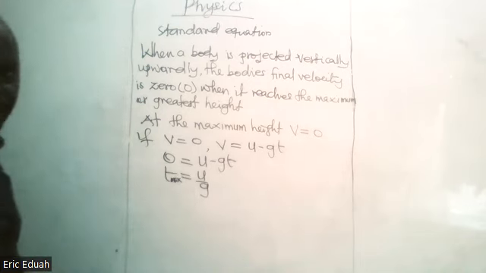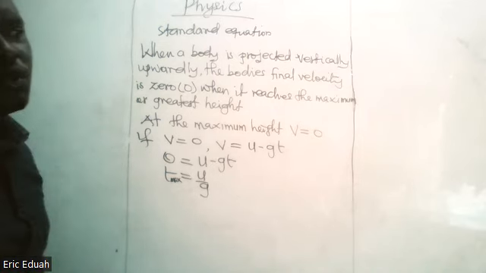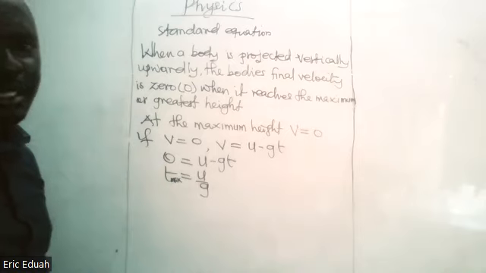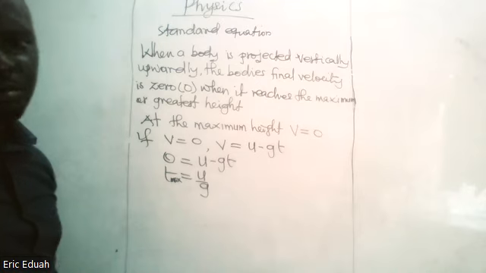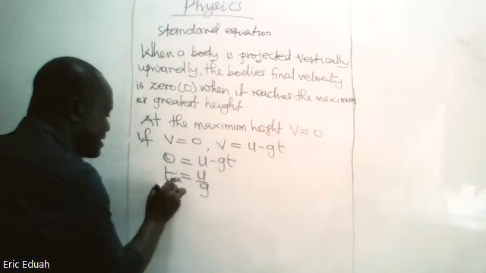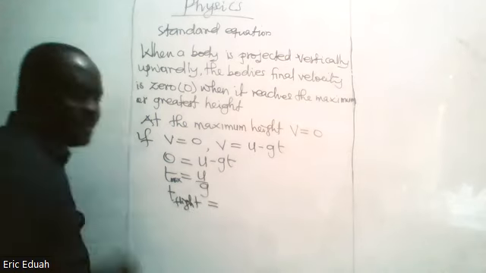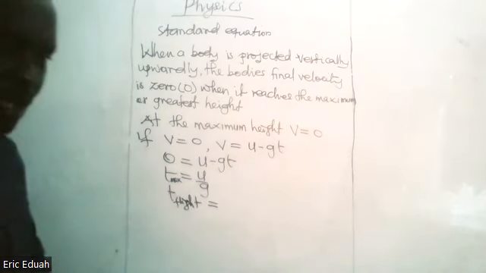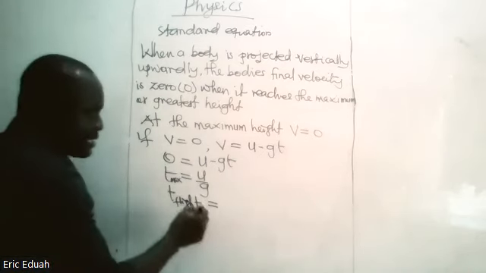So T max. If you are asked to determine the time taken to get to the maximum height, all that you require is U over G, and you'll be free. If you are asked to determine the time of flight, T of flight, what would that be? What would the time of flight be? U over G. So twice this.